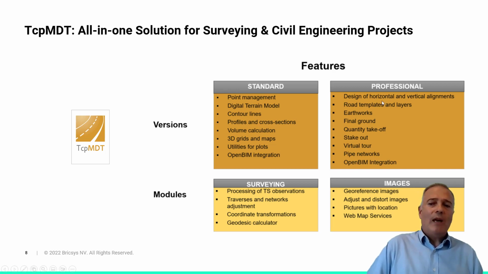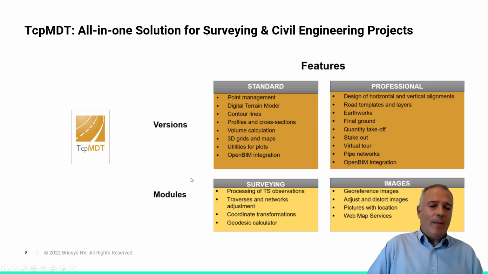The professional version, you can also design horizontal and vertical alignments. You can define road templates and different layers. It has commands for grading and earthworks. You can create the proposed ground, and it can generate reports for quantity takeoff and stakeouts. It has also tools for virtual tours and creating animations and videos. Also, it can manage pipe networks, and it has features for OpenBIM integration using IFC, BCF, and LandXML files.